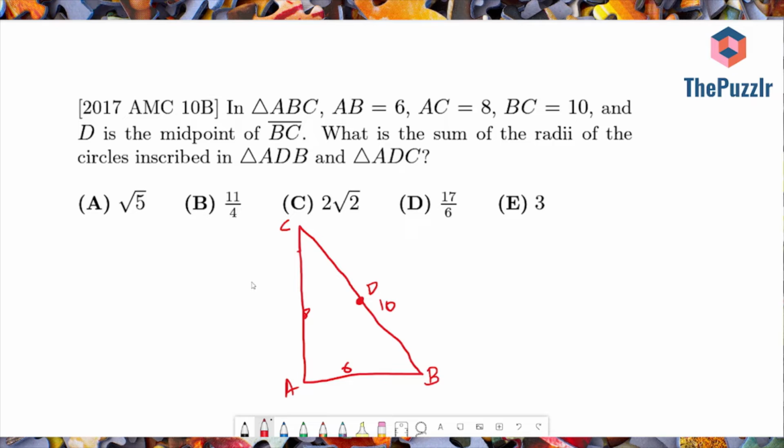Okay, so let's put D and let's draw in AD, since AD is the side length of ADB and ADC. Okay, so we have a circle like this, and we have a circle like this. And we're asked to find the sum of the inradiuses, right? Well, what do we know here?